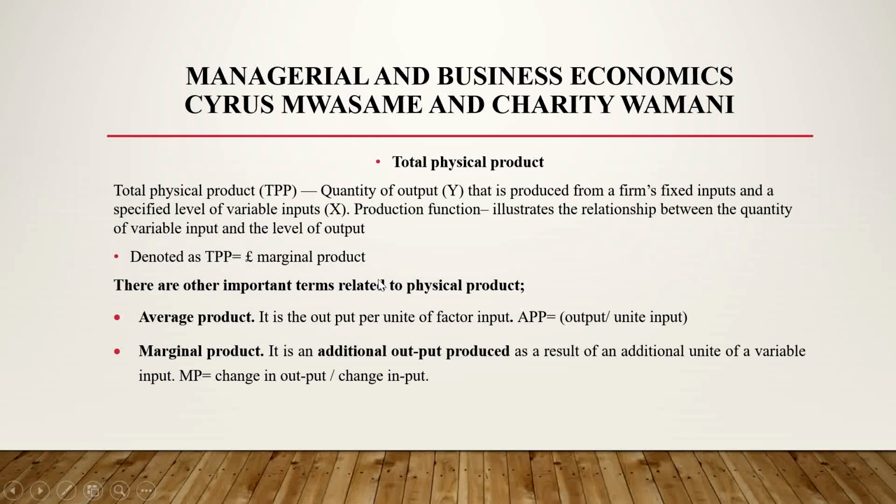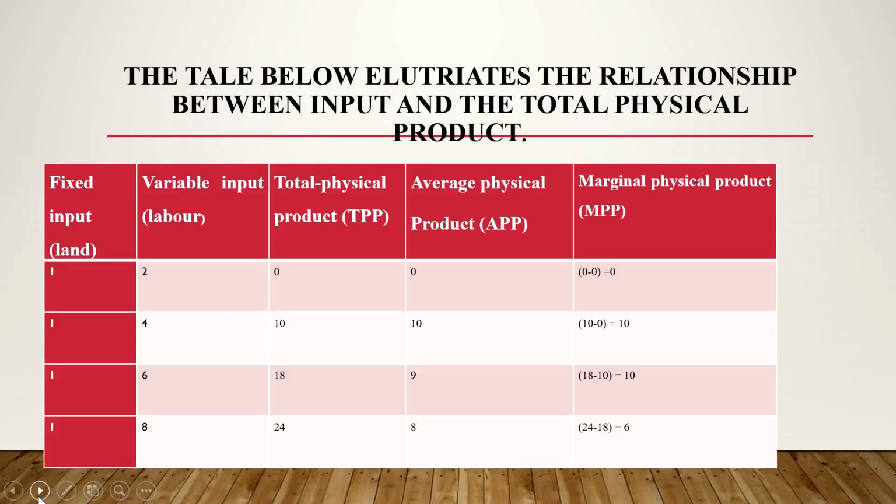The other related important concepts under this: one is average product, which is the output per unit of a factor input. The third one is marginal product, which is the additional output produced as a result of an additional unit of a variable input. In other words, it's looking at levels of output vis-a-vis the additional units incurred for us to produce a product or a service.